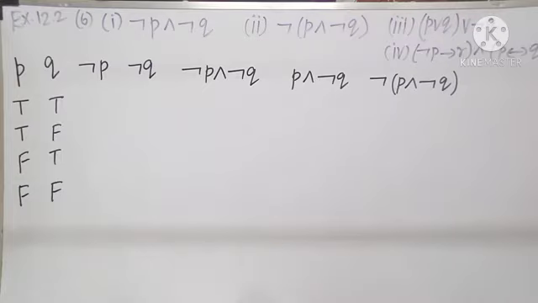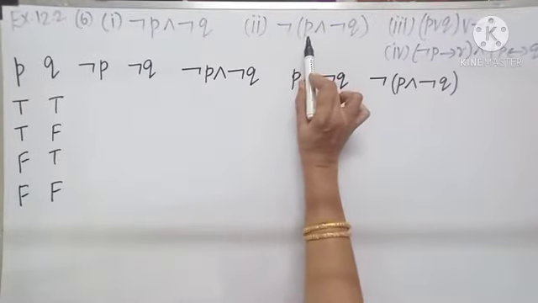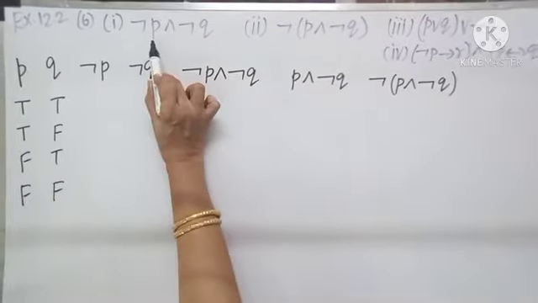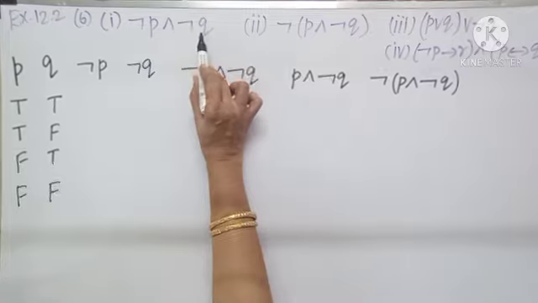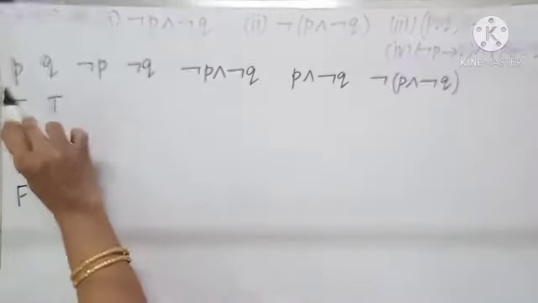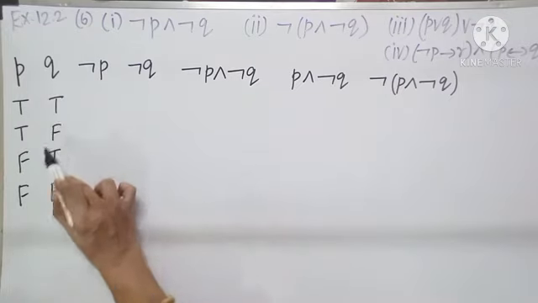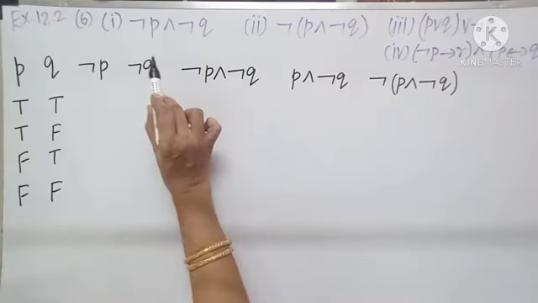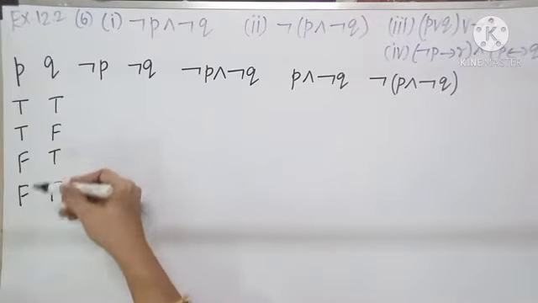Exercise 12.2, question number 6. Negation P and negation Q. How many statements are there? P, Q, and a combination of some operations. So P, Q is my question. Consider P as double T, double F, Q as TF. So we have got the 4 combinations. 2 statements P and Q. So number of rows will be 2 power 2, that is 4 rows.